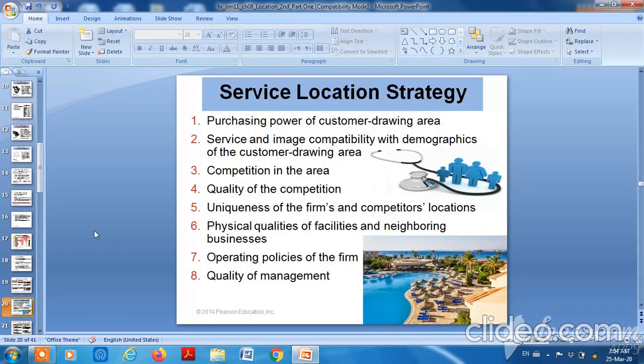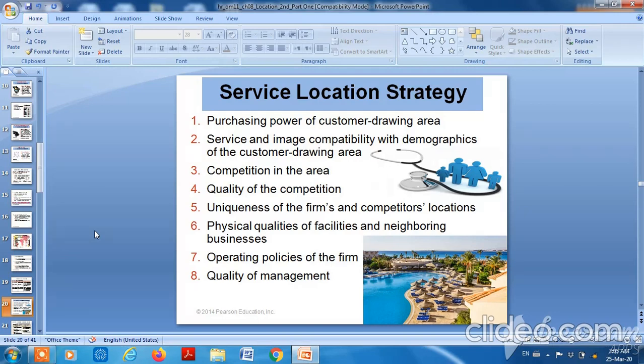The service location strategy may differ from the manufacturing location strategy. Service location strategy considers many factors, and these factors can be added to the previous factors. For example: 1. Purchasing power of customer drawing area. 2. Service and image compatibility with demographics of the customer drawing area.